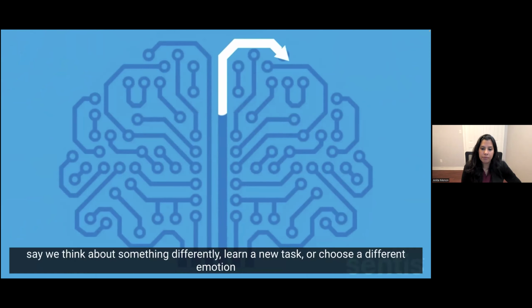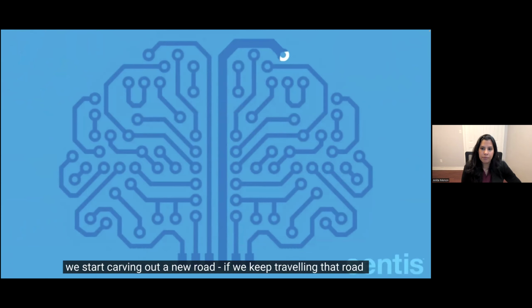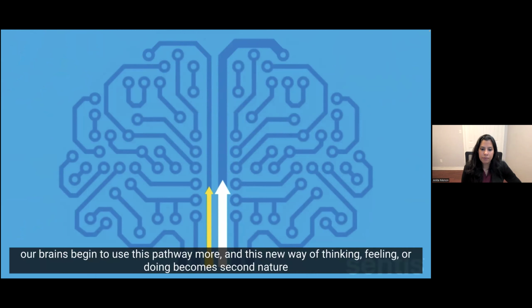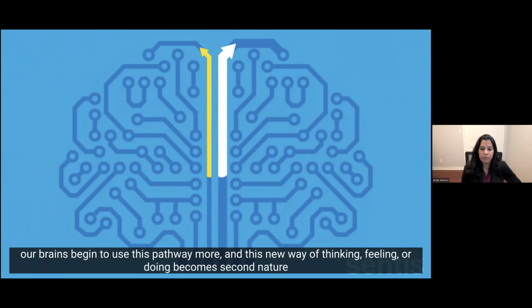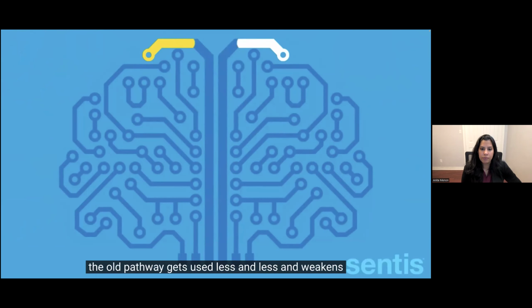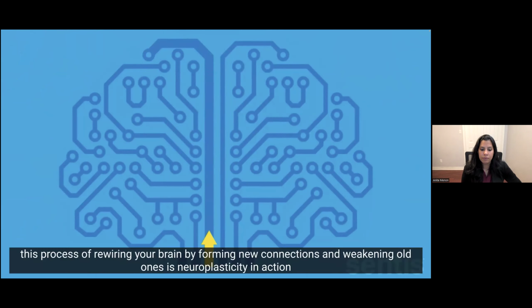Say we think about something differently, learn a new task, or choose a different emotion. We start carving out a new road. If we keep traveling that road, our brains begin to use this pathway more, and this new way of thinking, feeling, or doing becomes second nature. The old pathway gets used less and weakens. This process of rewiring your brain by forming new connections and weakening old ones is neuroplasticity in action.